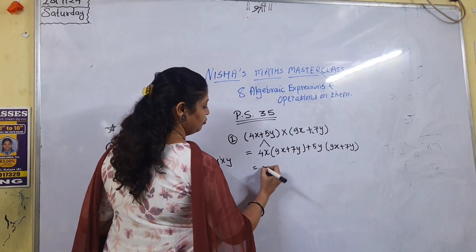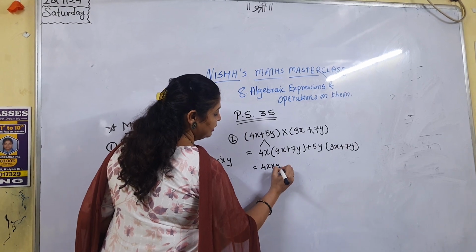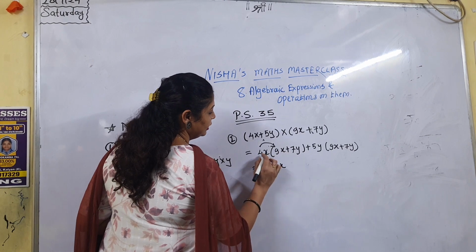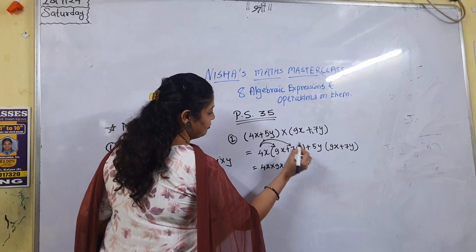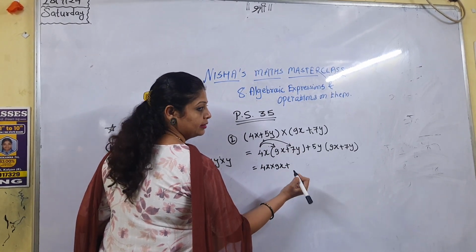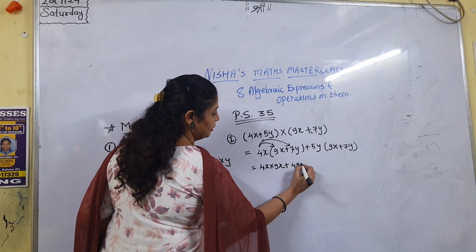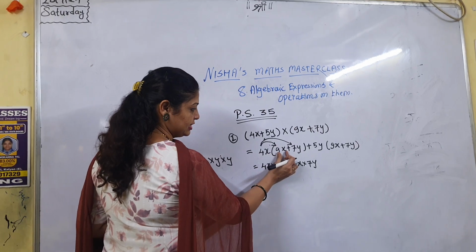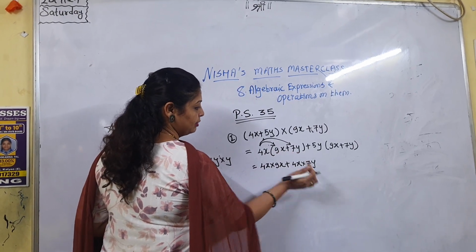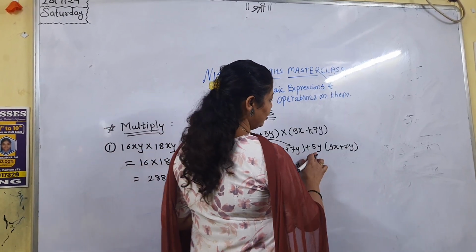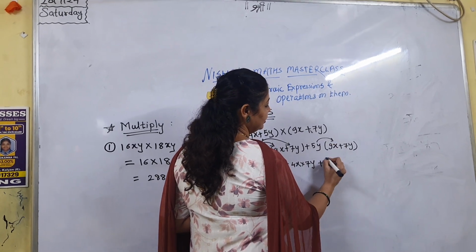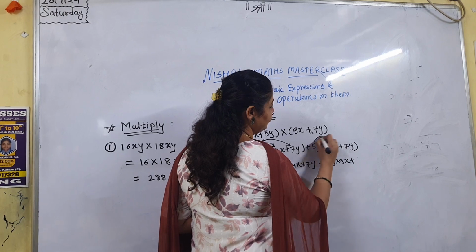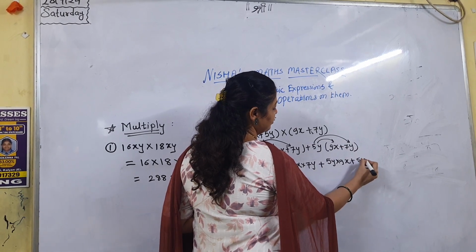See here, 4x multiply by 9x. Okay, means this we have to multiply with 9x. Then this 4x we have to multiply with 7y. So before that put the plus sign. 4x multiply 7y. Okay, did you understand? This 4x is multiplied with this, this 4x is multiplied with this. Now plus. Now again this 5y we have to multiply with 9x. Same this 5y we have to multiply with 7y.